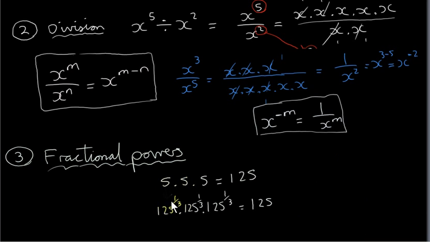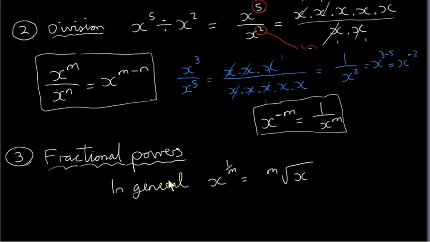We can also work out what the meaning of raising a number to the power of 1/3 is. If we take 5 multiplied by 5 multiplied by 5, which is 125, we can write 5 as 125 to the power of 1/3. So when we multiply these together, we just add the powers. A third plus a third plus a third is 1. So you can see that this thing here must mean the cube root of 125. So in general, x to the power of 1 over m is the mth root of x.